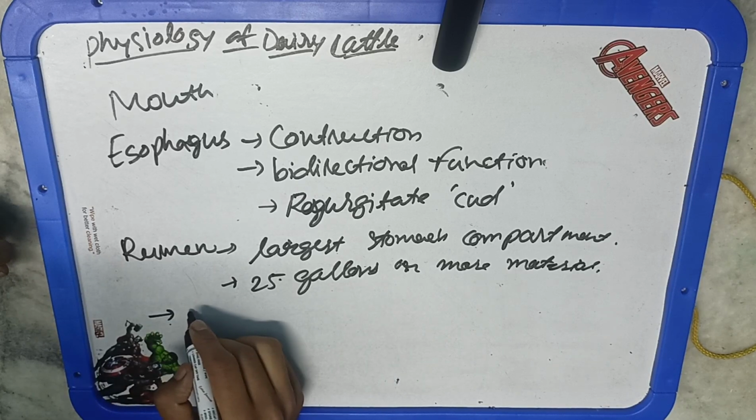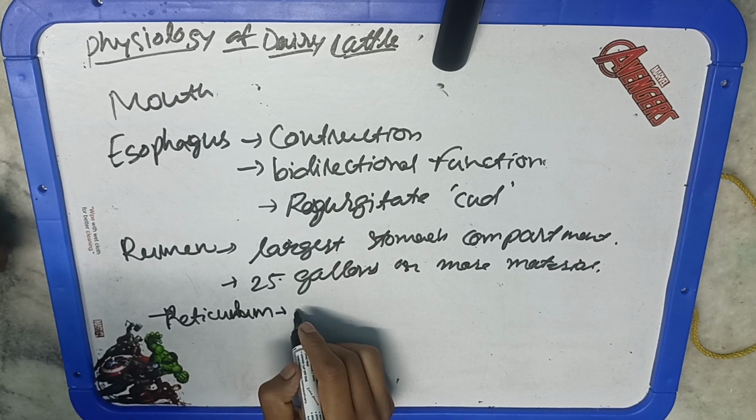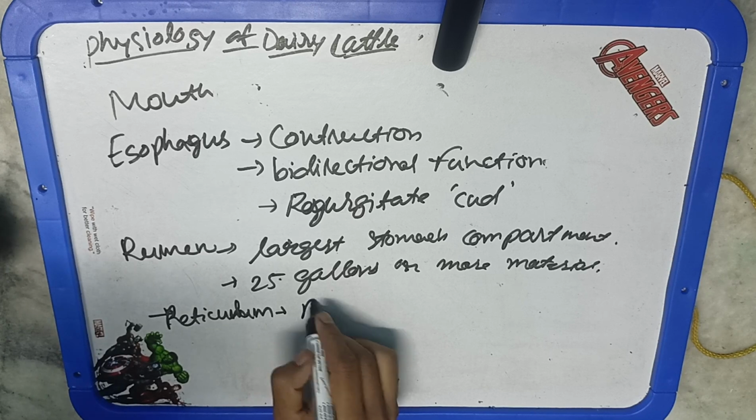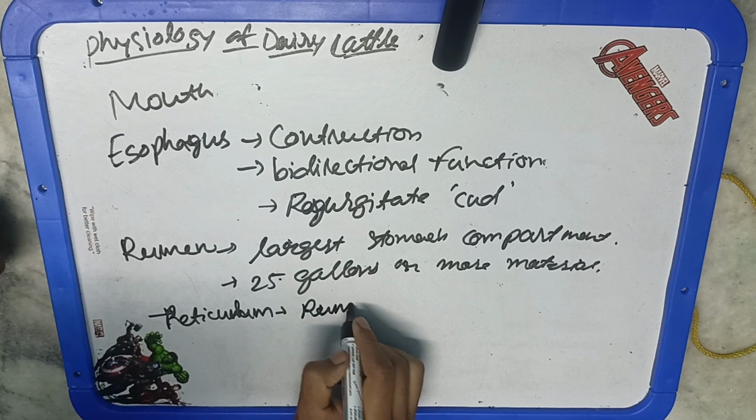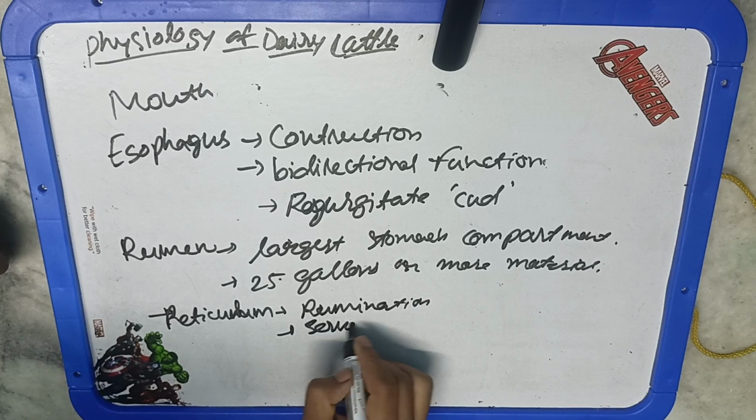Okay. Then is the reticulum. It has a honeycomb-like lining. Okay, it is a stomach compartment involved in rumination and serves as a trap for foreign objects. Cattle regurgitate incompletely digested feed during rumination to aid rapid digestion by the microbes. They rechew the food several times to break down the fiber effectively.